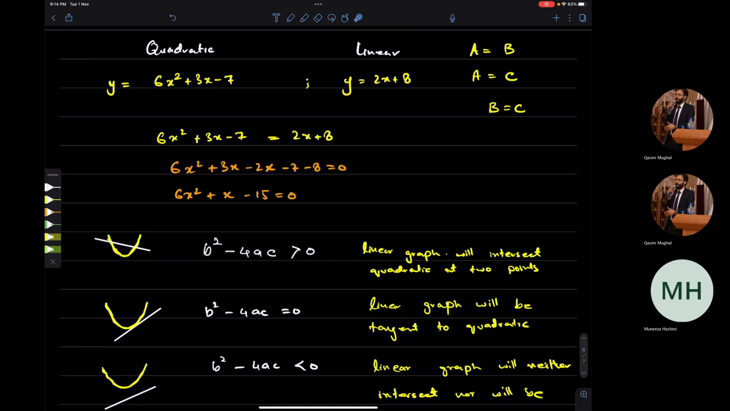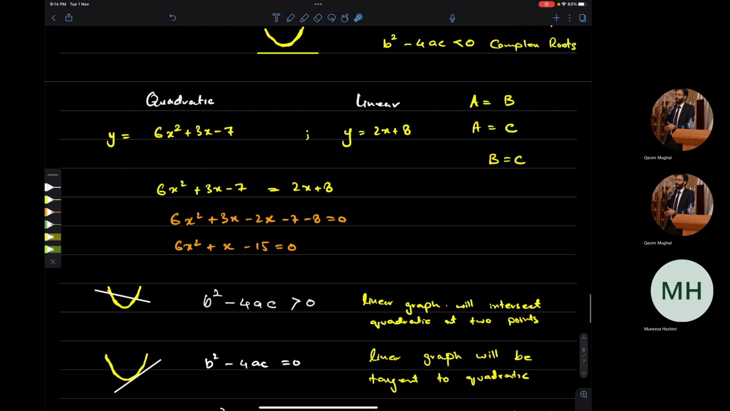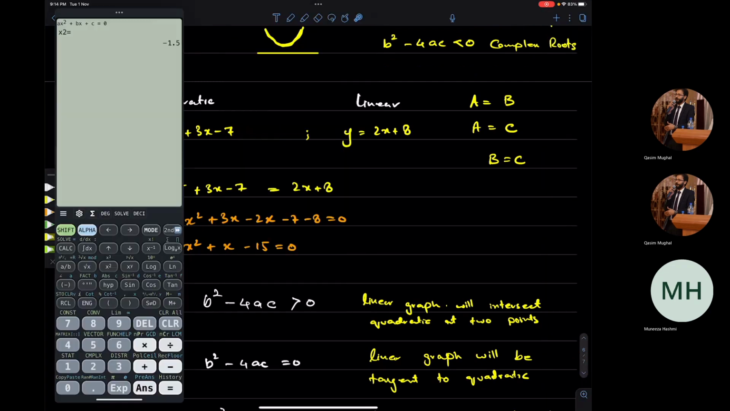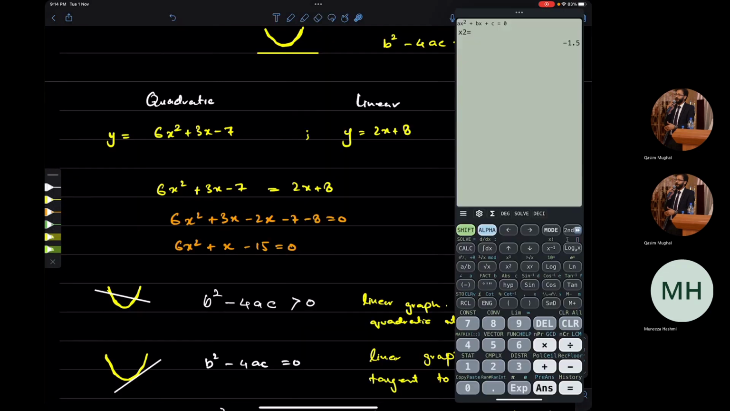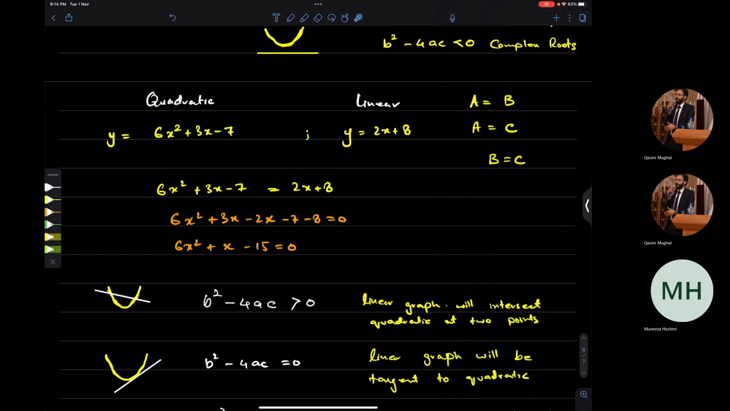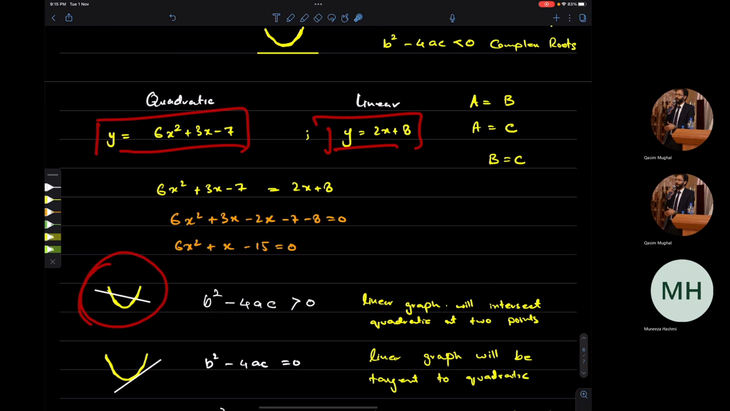Now, I haven't actually solved this question yet, but if I just quickly solve it on the calculator, let's see what we get. 6, 1, minus 15, and I'm getting distinct roots. So basically, this is what I'm going to obtain from this equation, okay?